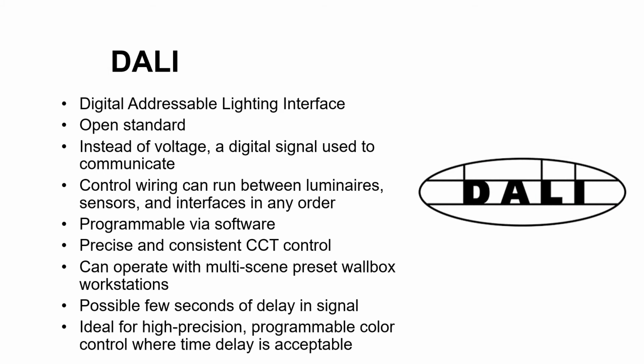DALI allows limited reverse communication, so there can be some feedback from components to the controller for troubleshooting and status reporting. Applications for DALI-based color tuning include commercial projects where there's a larger building control system managed by facility engineers who can program and monitor feedback from devices. DALI is appropriate for applications where a 2-second time delay between the dimmer control and light output or color change is acceptable.